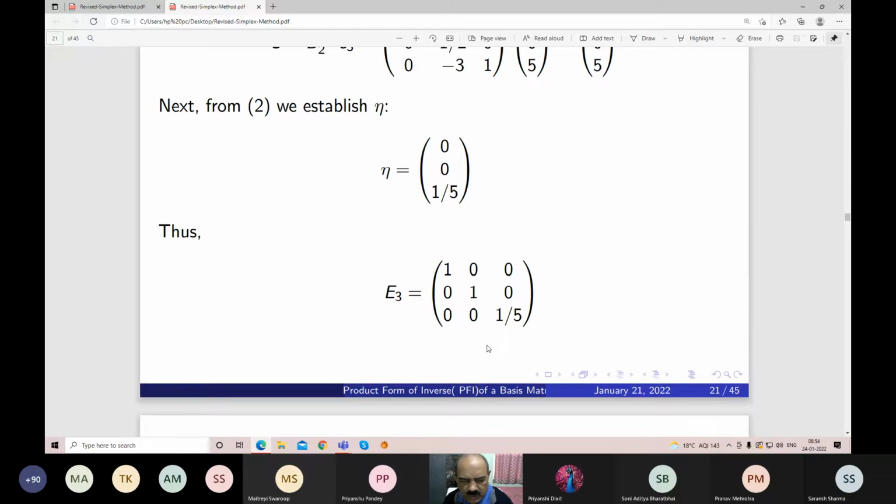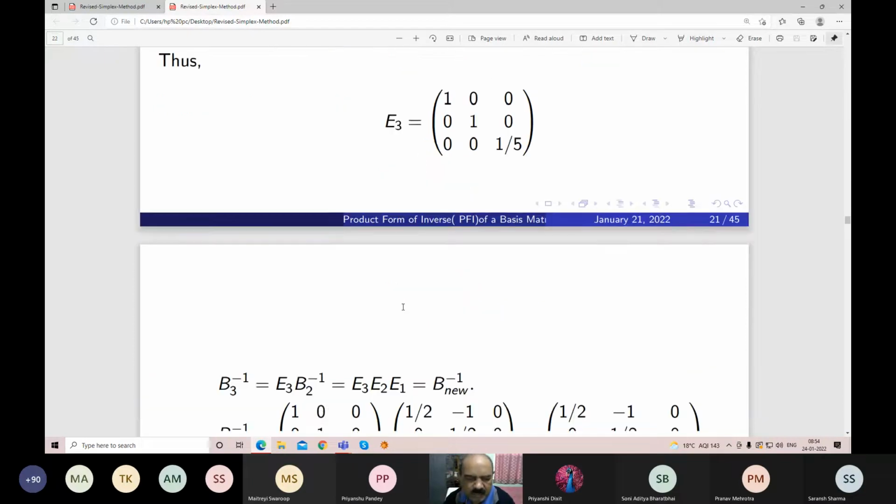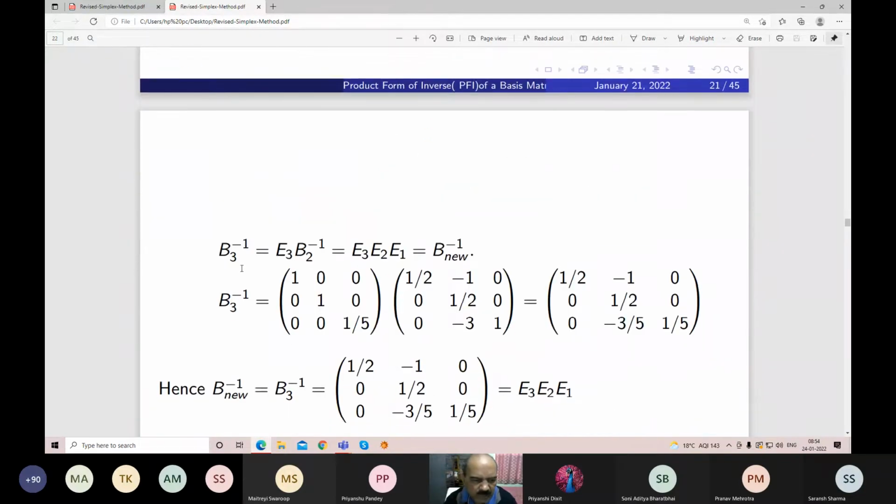These three columns are defined. Once E3 is defined, we are interested to find B3 inverse. B3 inverse equals E3 into B2 inverse, that is E3 into E2 and E1. So E3, E2, E1, the product of three different matrices. So these together give B new inverse because we have changed all the three columns.